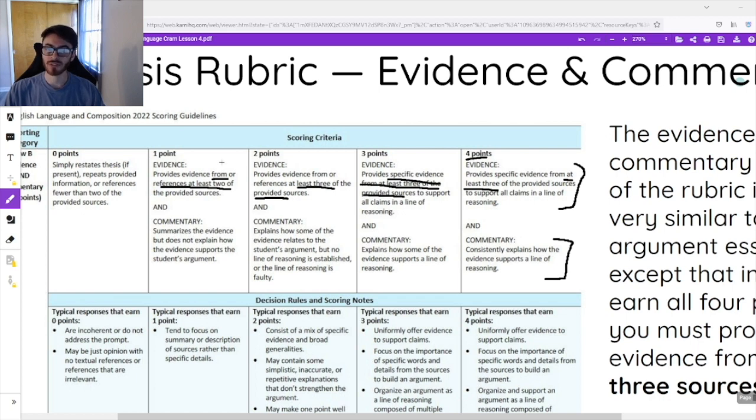And if you do less than 2 sources, if you only do 1 source or no sources, you won't get a single point for evidence and commentary, regardless of how strong the evidence is, or regardless of how good your commentary is. The points here are heavily dependent on using at least 3 sources. And that's the bare minimum, right? Once you do that, it goes up on a scale similar to the argument essay, based on how strong or how specific your evidence is and how effective you are at employing commentary.